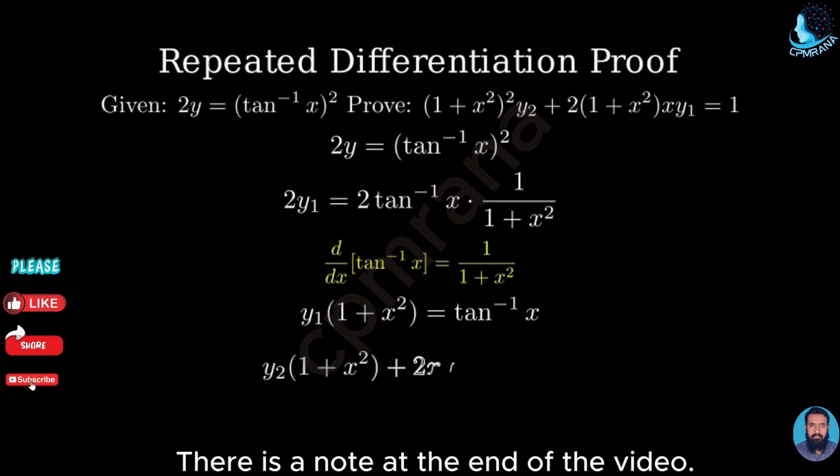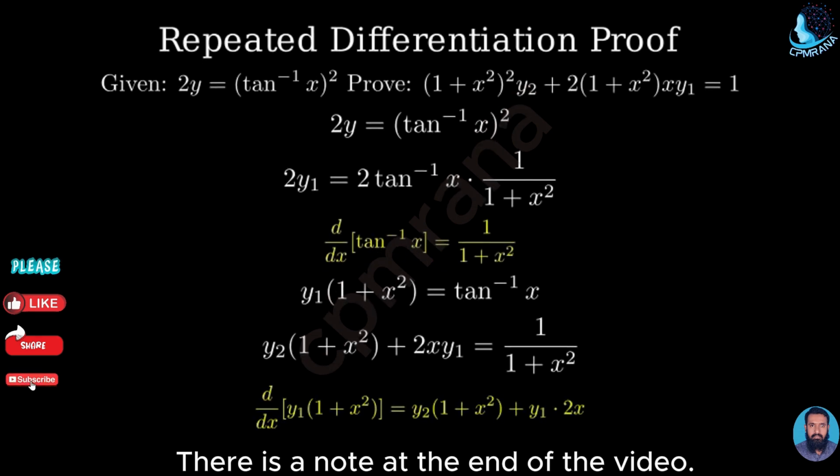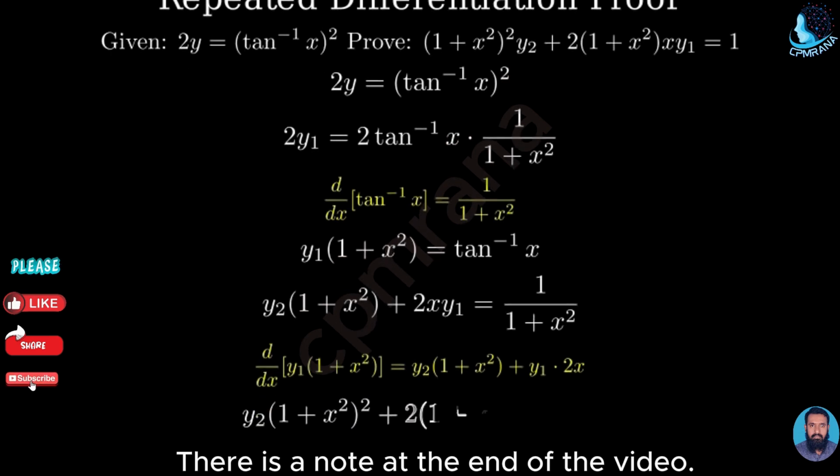The derivative of y sub 1 is y sub 2, and we multiply that by 1 plus x squared, plus y sub 1 times the derivative of 1 plus x squared, which is 2x. On the right side, we get 1 over 1 plus x squared. To get rid of the fraction on the right side, multiply both sides by 1 plus x squared.